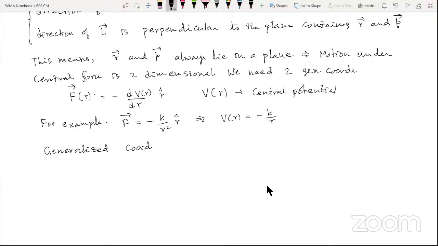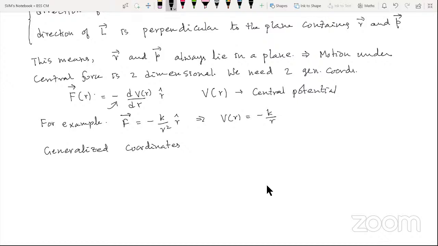Sir, potential should be plus k by r, no, sir? No, there is a minus sign here, no? Yes, yes, sir. Yes, I got it.